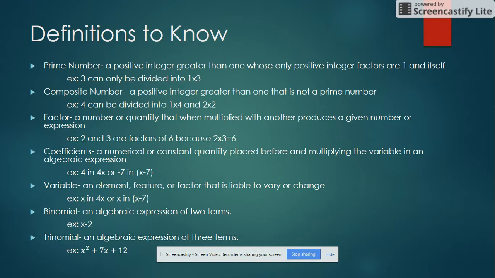A binomial is an algebraic expression of two terms. In x minus 2, our first term is x and our second term is negative 2. A trinomial is an algebraic expression of three terms. Our first term in x squared plus 7x plus 12 is x squared, while our second term is 7x and our third term is 12.